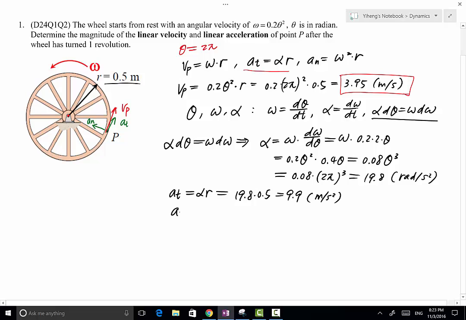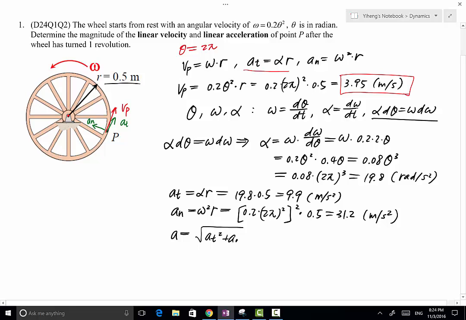At the same time, AN equals omega squared r, which equals 0.2 times 2 pi squared, all squared, times 0.5, and that equals 31.2 in the unit of meters per second squared. So now the magnitude of the acceleration vector can be determined by the square root of AT squared plus AN squared, and that evaluates to be 32.7 meters per second squared.